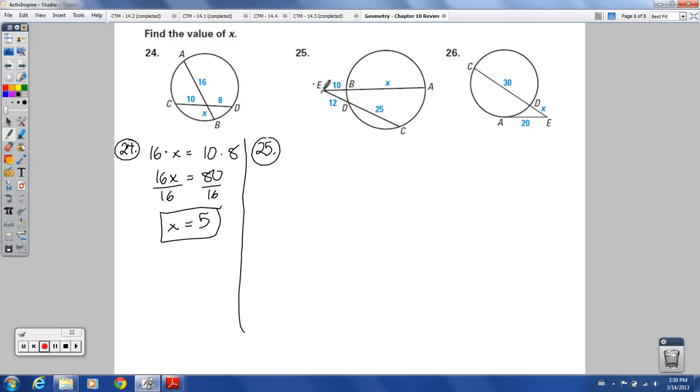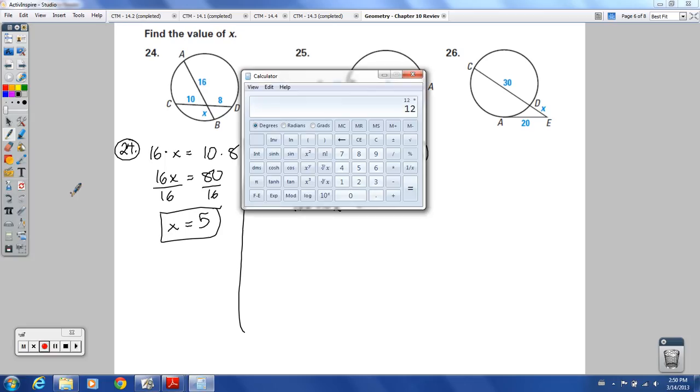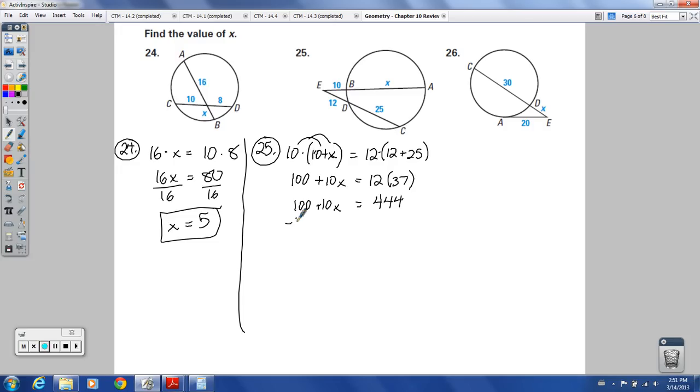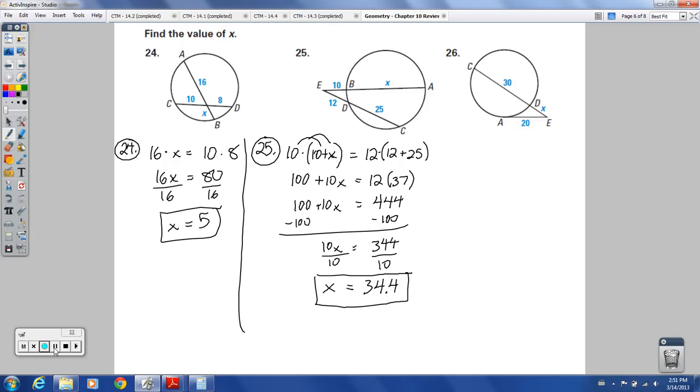For 25, when we have ones like this, it becomes a little more tricky. You have the outside part times the whole thing. So you would have 10 times 10 plus x there. And then here we'd have 12 times 12 plus 25 on that one. And so here we'd have to distribute that 10. We'd have 100 plus 10x. And here we could add these two together first. So 12 times 37. I'm going to get out the calculator for this one. 12 times 37 is going to be 444. And so now if we subtract 100 and then divide both sides by 10, this one will leave us with a decimal of 34.4. I'm just moving the decimal one spot since we're dividing it by 10 here.